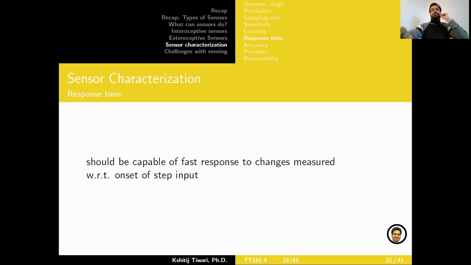Response time. Now, the sensor should have a fast response time to measure the changes. So let's say a sudden change occurred in the input, and if a sensor takes forever to record and update the output accordingly, that sensor is of no use, because robots have real-time performance constraints. So your sensor needs to cope with certain changes.